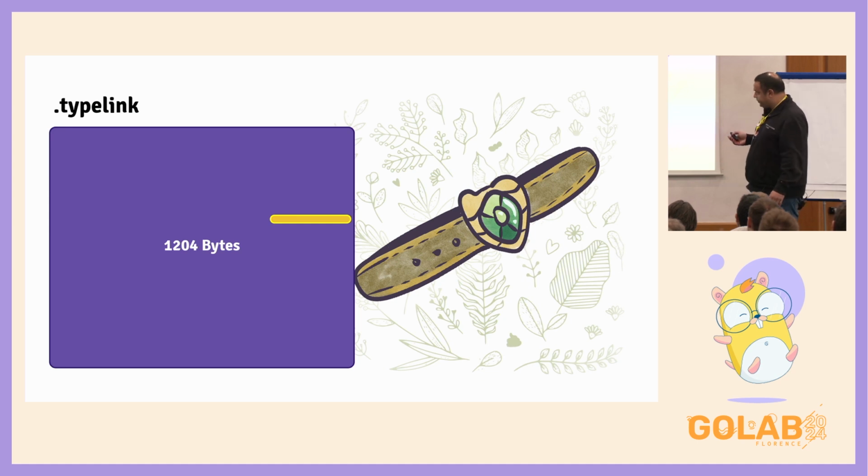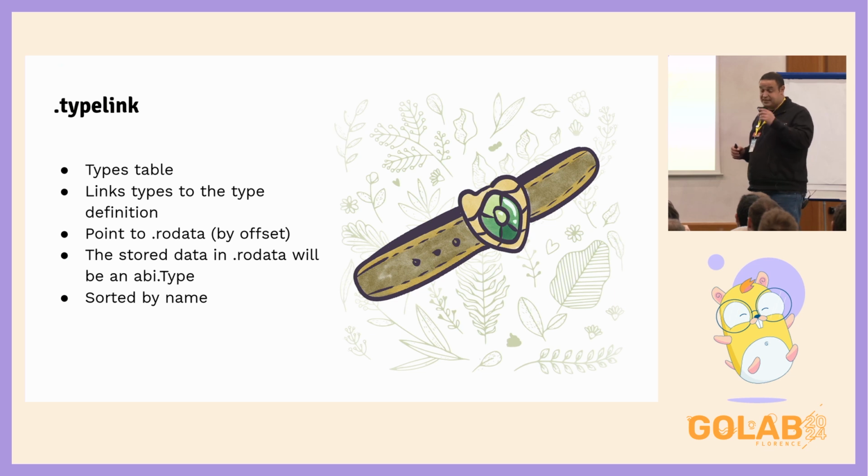OK, type link. Type link is another section, and this one is interesting. It's a types table. It's a list of types, a list of offsets in the read-only data to the types in the system. So if we have X types, we are going to have X entries in this table that are going to point to somewhere in the read-only data.